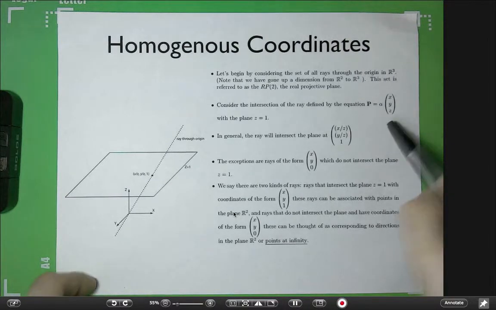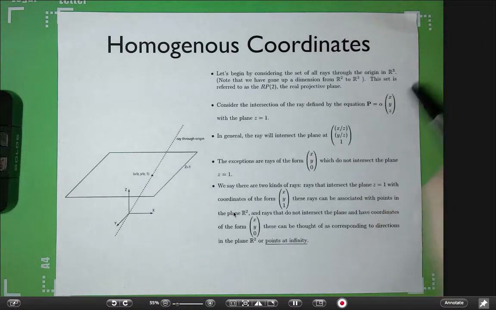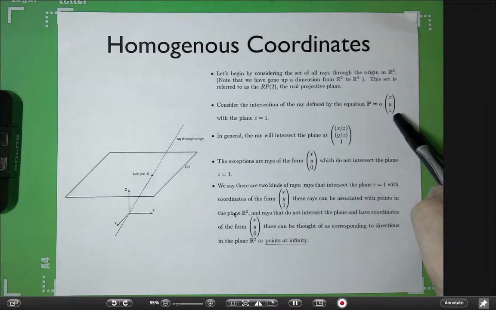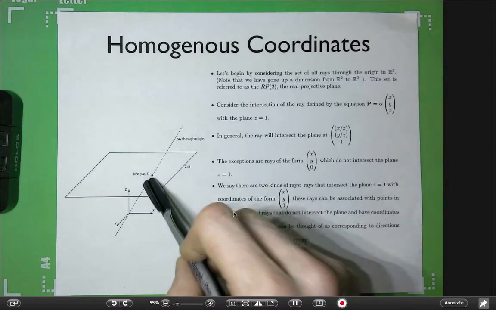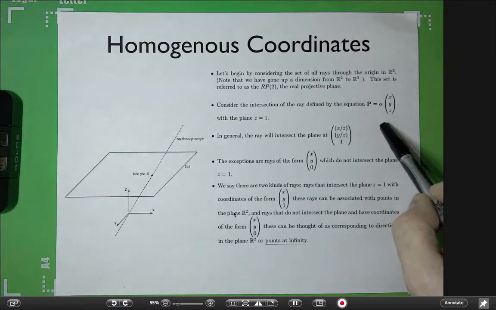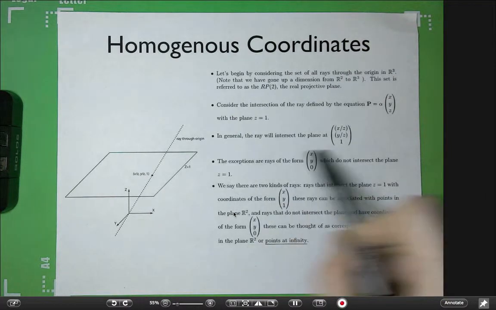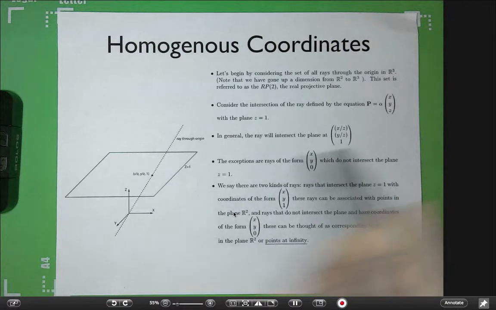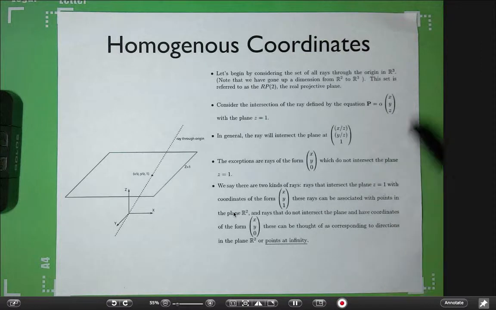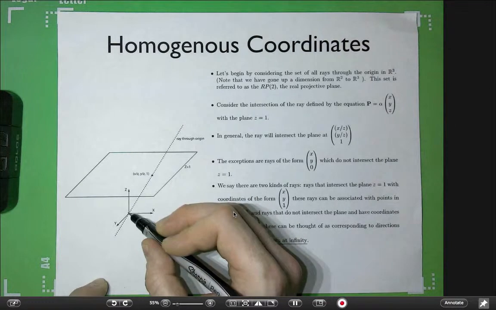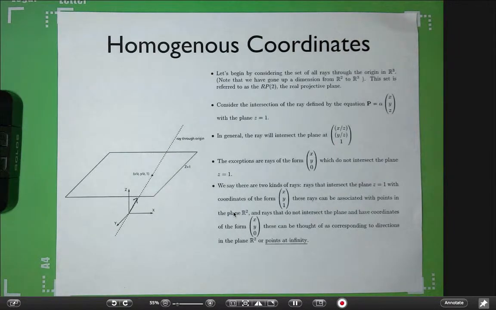If I have a ray defined like this, so it goes through the origin, alpha is the parameter of the ray, and there are some other parameters x, y, and z. Then it's trivial to figure out the intersection with the plane z equal 1. If z has to be 1, then alpha has to be 1 divided by z. So the ray will intersect the plane at this point: x divided by z, y divided by z, and 1. Basically x, y, z would be the coordinates of the 3D vector in the 3D vector space.